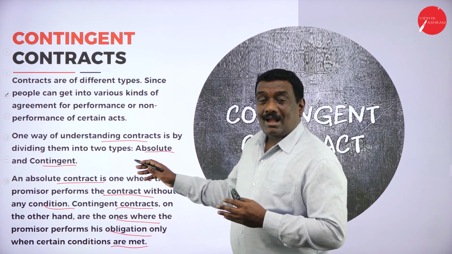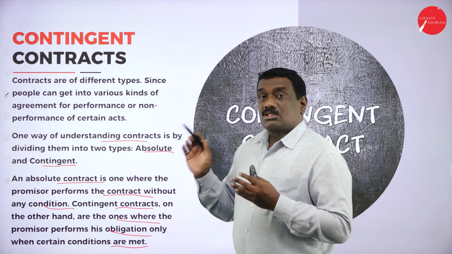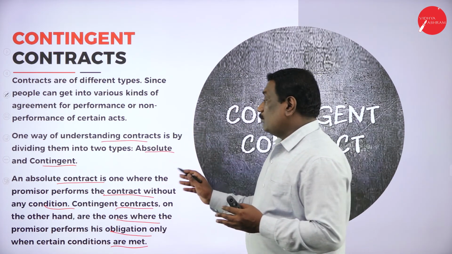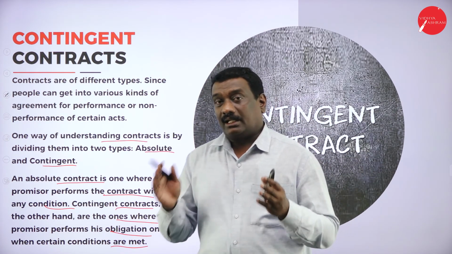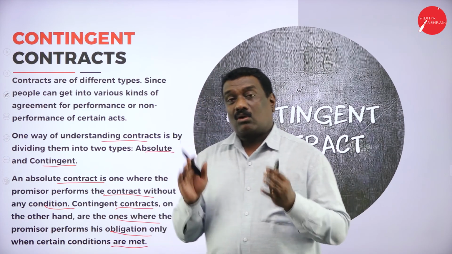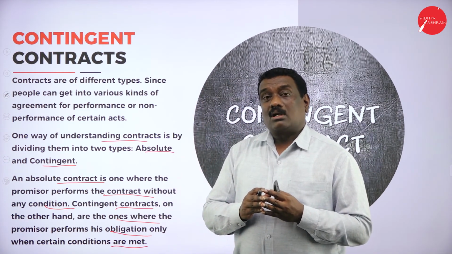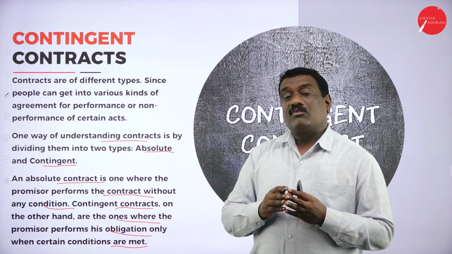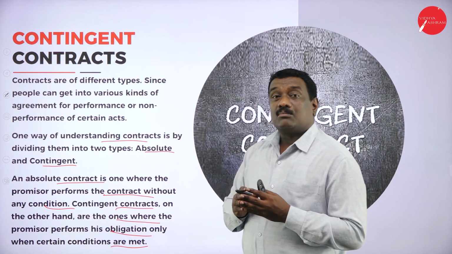I'll repeat the absolute contract and the contingent contract. An absolute contract is a contract where the promisor will be performing the contract without any condition. Secondly, a contingent contract is a contract where the promisor will be doing his part only on the fulfillment of his conditions, that is, only when his conditions are fulfilled.